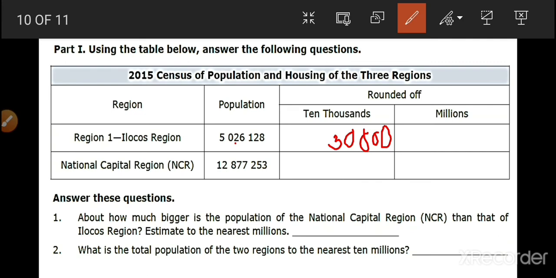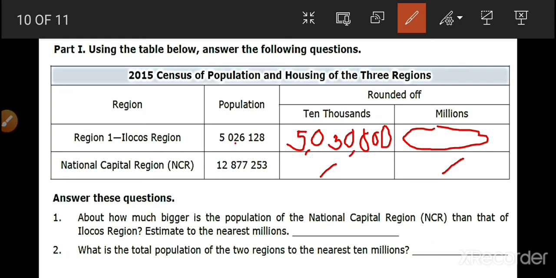Okay, and then you copy the digits to its left. So it becomes 5,030,000. And then you need to identify the millions value or the place value and write your answers here. Same is true with NCR. You need to identify the 10,000s value and write your answer here, and millions value and write your answers here that are already rounded off.